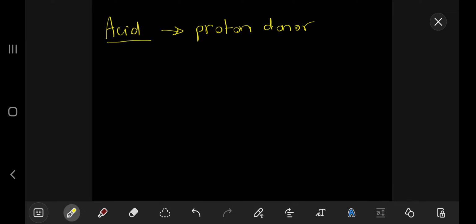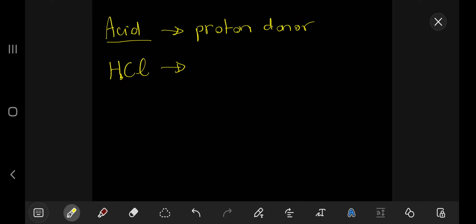right? So for example, we have hydrogen chloride, which is hydrochloric acid. So you can see it has only one hydrogen, so it can only donate this one hydrogen proton or one hydrogen ion. It cannot donate two because there is only one available.